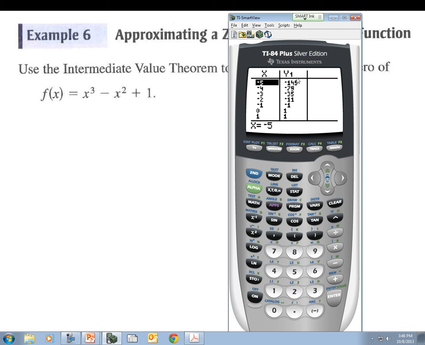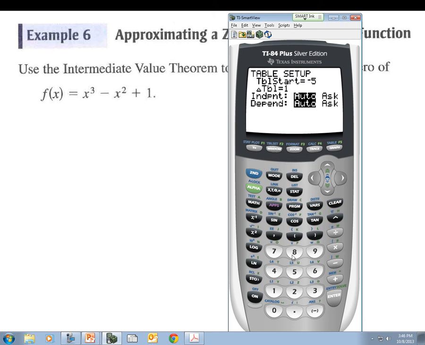And what I'm looking for is, when does the y value switch from negative to positive? And there it is, between negative 1 and 0. So I know that my zeros for this problem must be between negative 1 and 0, because that's where it went from negative to a positive. So I want to get closer to that. I want to see exactly when it switches. So now I'm going to change my table set from negative 5 to negative 1, and I'm going to start counting by point ones. Really zoom in on this thing.